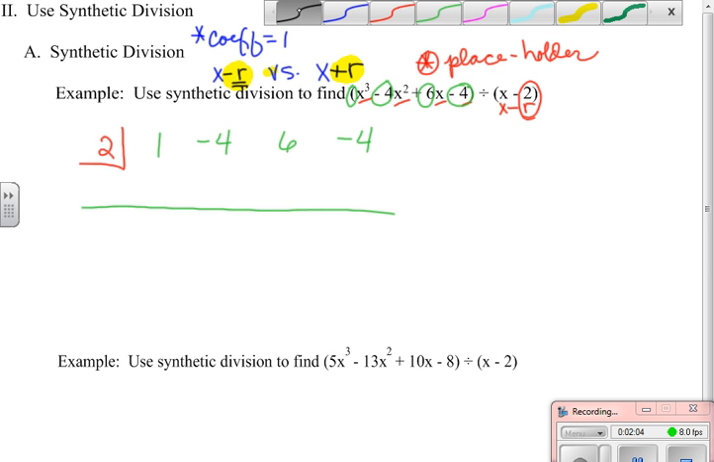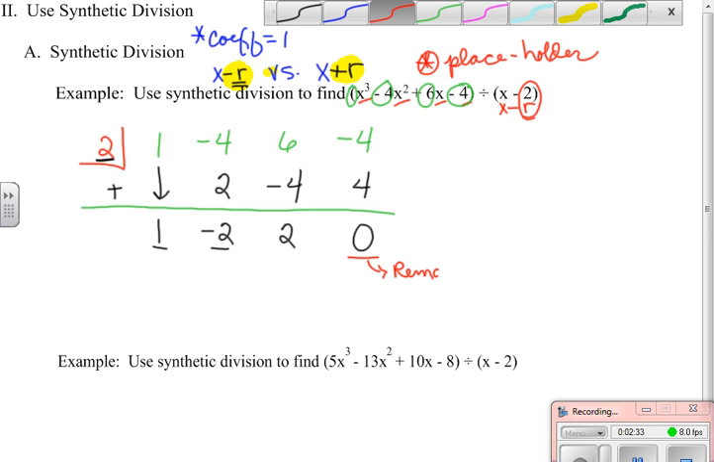Here's where this gets fast. Bring down the very first term. Then I'm going to say 2 times 1 is 2. Add them together, negative 2. 2 times negative 2 is negative 4. Add them together. 2 times 2 is 4. Add them together. What do you have here? This is your remainder.